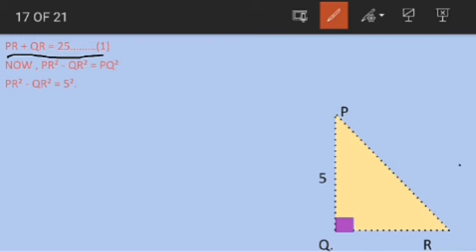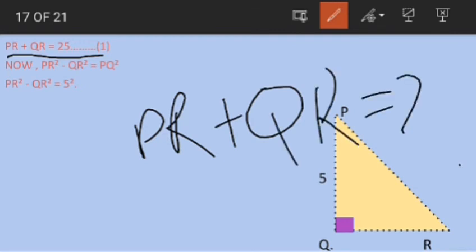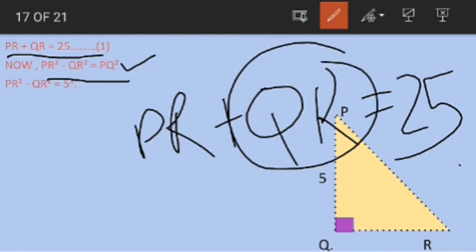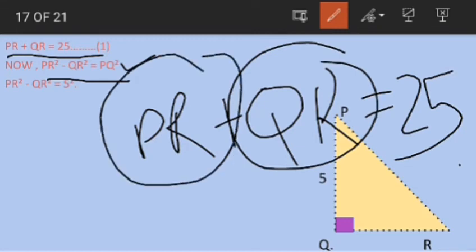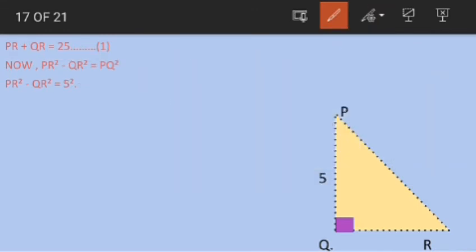Okay class, so substituting the value of PR and QR from equation 1, we are given that PR plus QR equals 25. By using Pythagoras theorem, we also have this equation, because we are given the value of PQ. We will choose any value, maybe QR, maybe PR, and in reference to that value we will substitute the particular value. I will show you here. We are substituting the value of PR and QR here: PR square minus QR square is equal to 5 square.